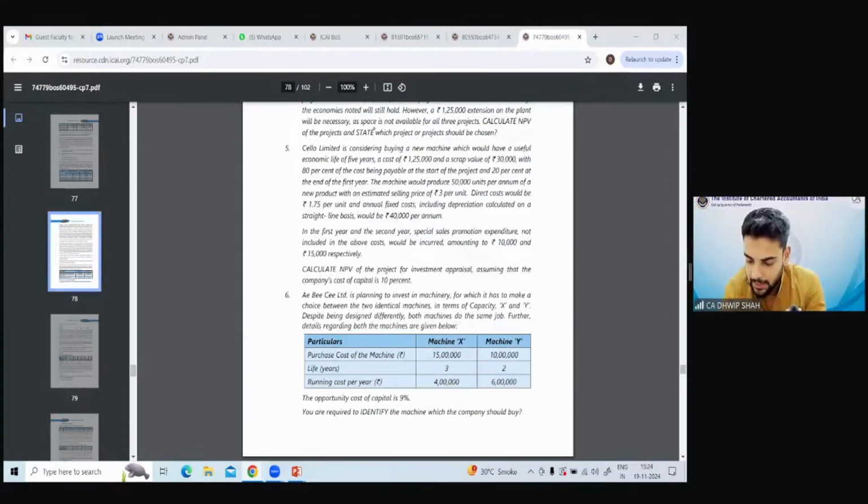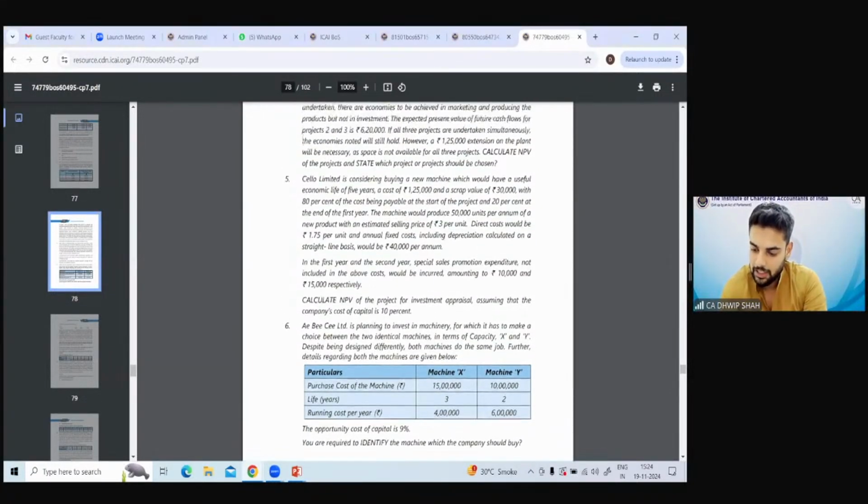ABC Limited is planning to invest in machinery for which it has to make a choice between two identical machines in terms of capacity, X and Y. So the company has to choose between two machines, machine X and machine Y. So this is a mutually exclusive type question. Mutually exclusive decision making involves evaluation of different projects or different machines and selecting the best one, that are mutually exclusive. Means you select one, it means reject the others. This is what mutually exclusive means. Select one, reject the others.